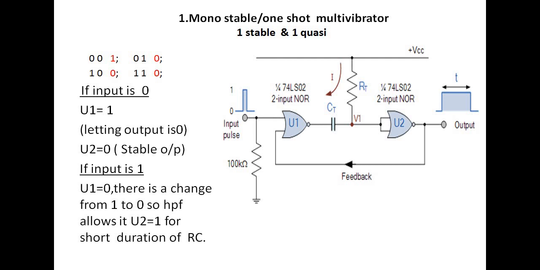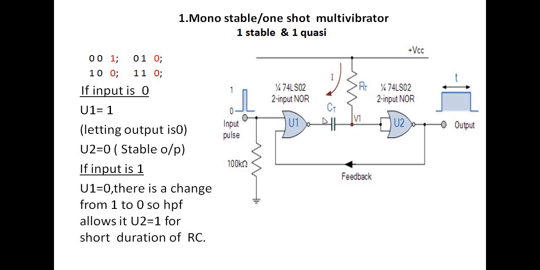If the input for the OR gate is 0 0, output will be high. If the input for the NOR gate is high, output will be low. Look at here carefully. We have two NOR gates, U1 and U2. In between two NOR gates, we have a high pass filter.